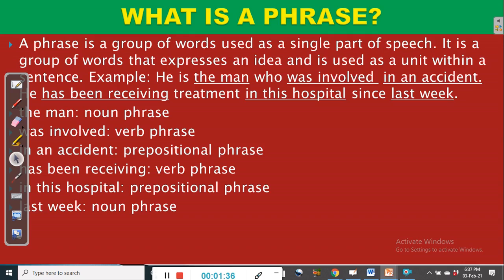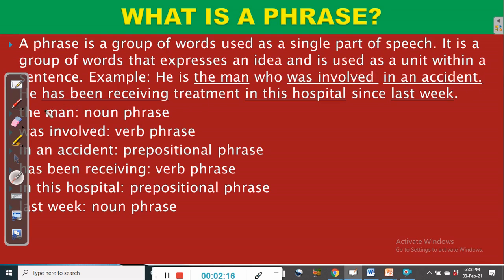He is the man who was involved in an accident. Now, look at this first sentence. He is the man who was involved in an accident. We have some phrases within this sentence, 3 phrases to be specific, and you can see them clearly underlined here. The first one is the man. The second was involved. The third in an accident. You see? Now, the man is a noun phrase. Was involved is a verb phrase. In an accident is a prepositional phrase.